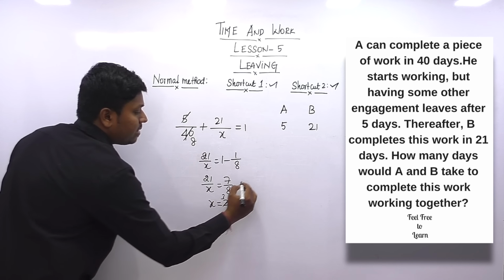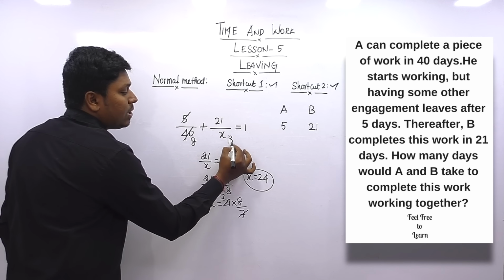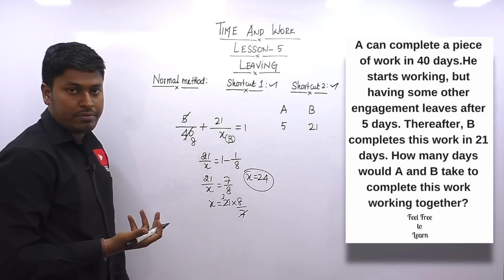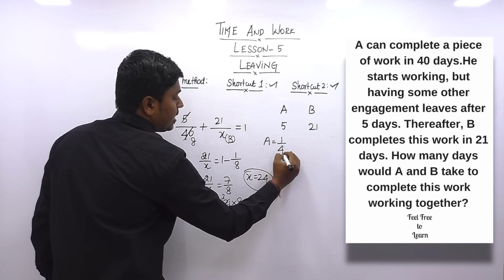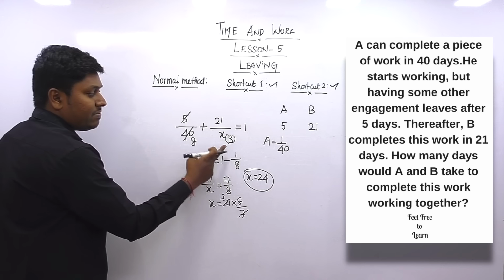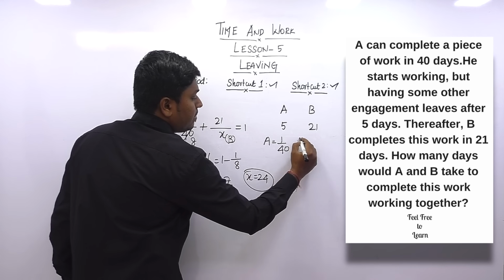So 7 3s are 21. X is equal to 24. Where X is equal to 24 denotes B alone can complete a piece of job in 24 days. So finally we can say that A alone can complete a piece of job in 40 days. Now by using this equation, we have got X, which determines B. B alone can complete a piece of job in how many days?